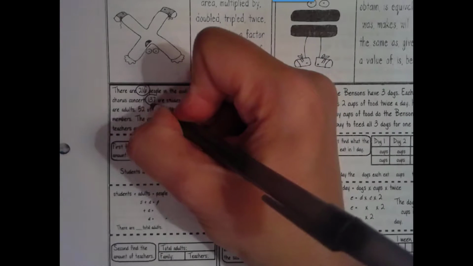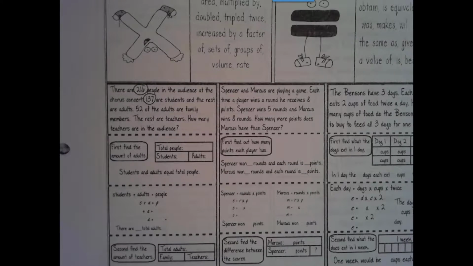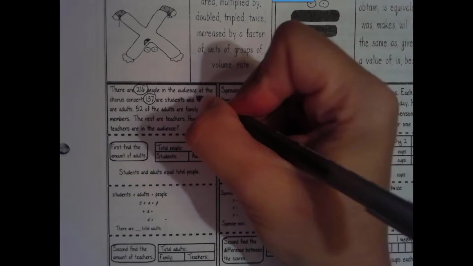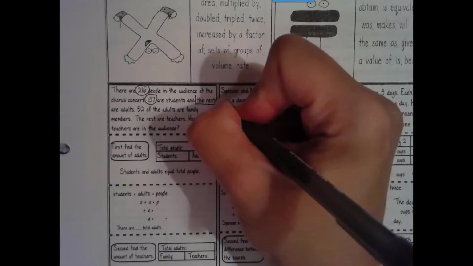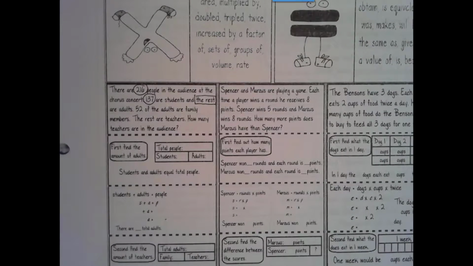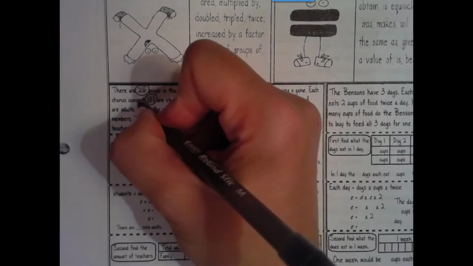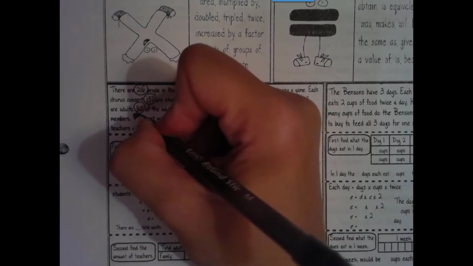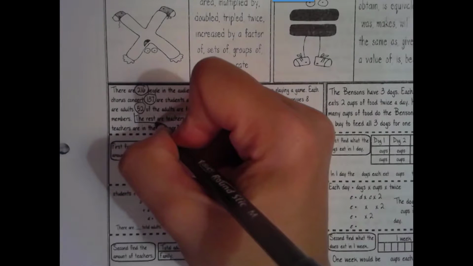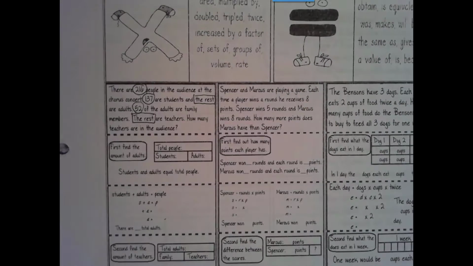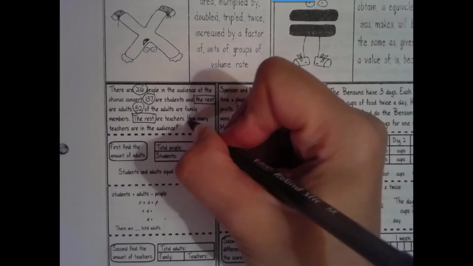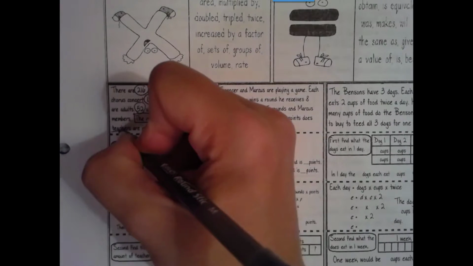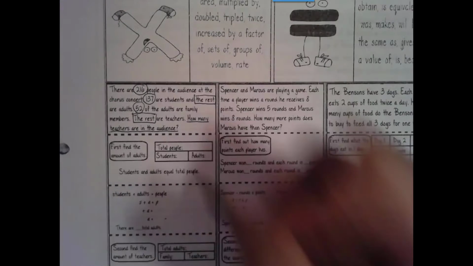137 are students, and the rest, that's the key, the rest left over are adults. 52 of the adults are family members. The rest, so those left over from the adults, are teachers. How many teachers are there in the audience?